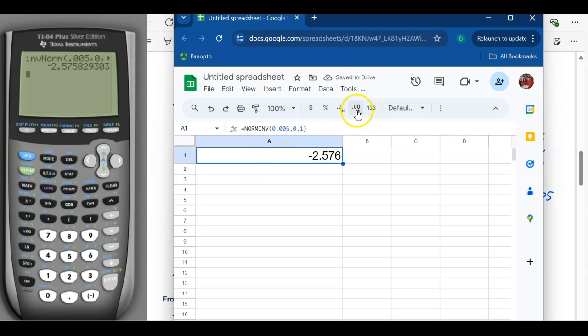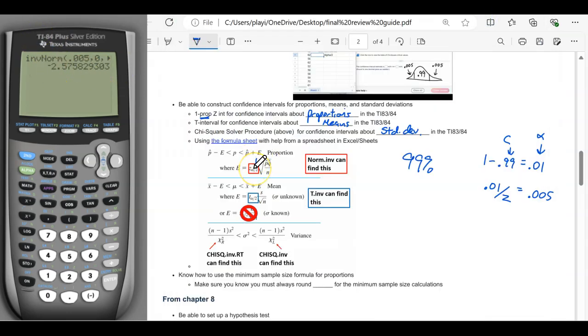And if I wanted more places, I could click this and it will start to match up what I'm seeing here. So just know that your critical number that you find, you can find it with norm.INV, you can find it with the TI calculator.